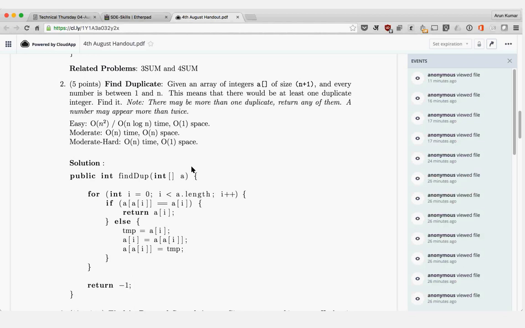If you look at the conditions of the problem, it says every number is between 1 and n. So you have an array of integers of size n plus 1, and every number is between 1 and n. It excludes that scenario specifically. Oh, yeah, you're right.